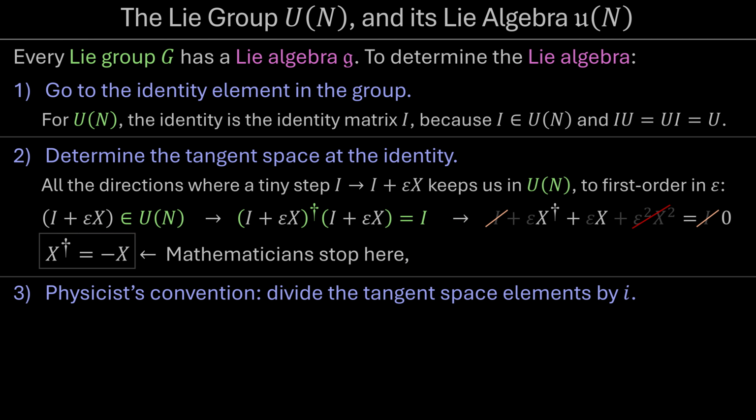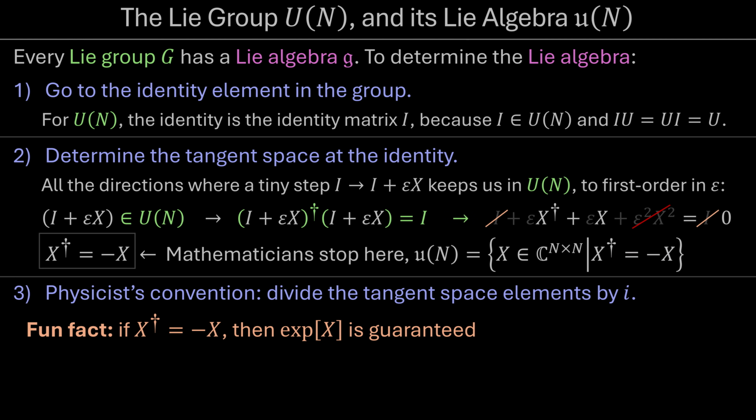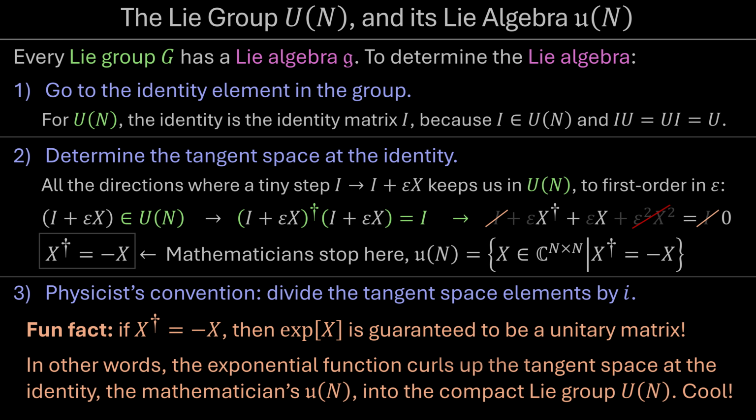So a mathematician would stop here, and they would simply say, okay, the Lie algebra of U(N) is the set of all complex n by n matrices X such that X is anti-Hermitian. And the reason a mathematician would stop there is they would say, look, that's the tangent space at the identity, it's very nice, it's very clean, and if you exponentiate any anti-Hermitian matrix, you'll find that that gives you a unitary matrix. So any matrix X which is anti-Hermitian, if you simply take e to the X, you'll get a unitary matrix. And that's the cool thing about a Lie algebra, it's like a generalization of e to the i theta.